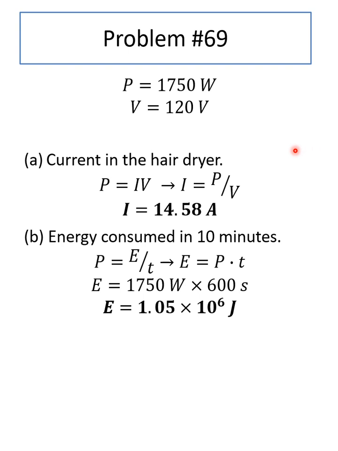So for part A, we find the current. Well, power equals current times voltage. Let's solve for current. Current is power divided by voltage. And when you divide those, you should get 14.58 amperes.